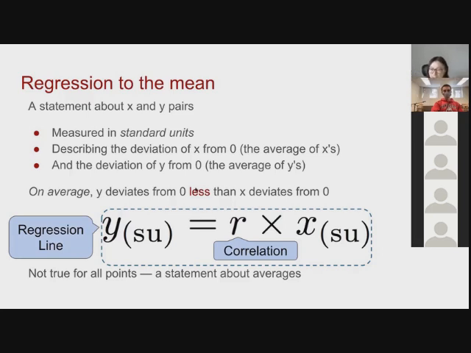And the less than is because this will never go above 1. So if you're looking at standard units over here, then the absolute value of this is always bounded above by 1. So if you think about it, this is saying that the left-hand side, the y in SU, will deviate less from 0 compared to the right-hand side, x deviating from 0, because there's a multiplication effect of less than 1 multiplying over here.